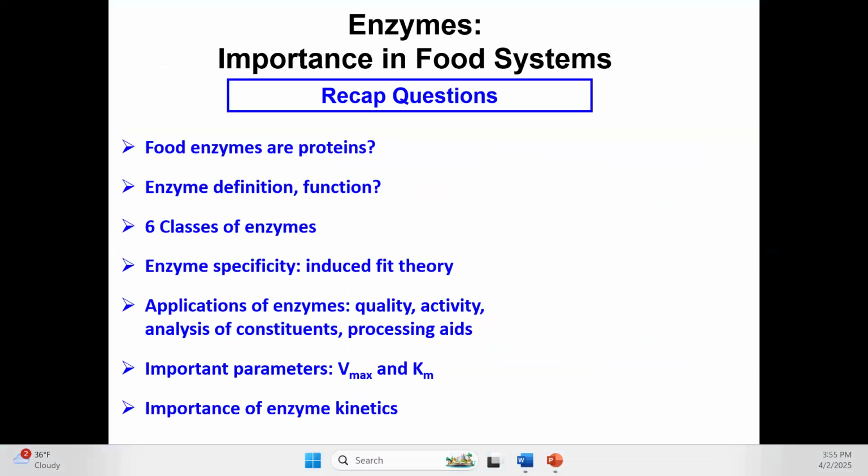Let's do a quick recap. Are food enzymes proteins, you guys? Food proteins are enzymes, but not all of them are. Okay, got you.